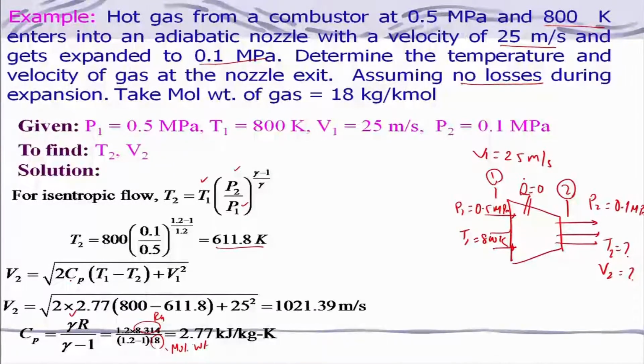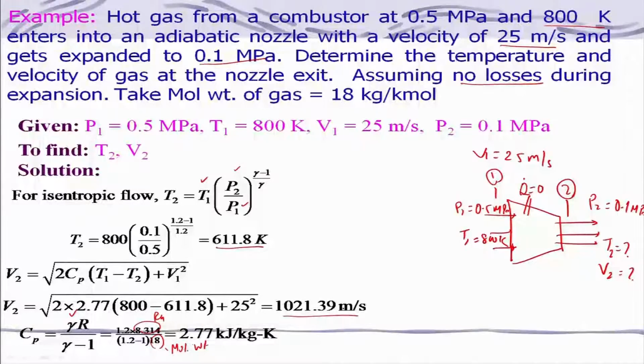Then you put all the values here, 2 into the Cp value 2.77, T1 is 800 Kelvin, T2 is 611.8, and 225 meter per second as V1, you will get 1021.39 meter per second.